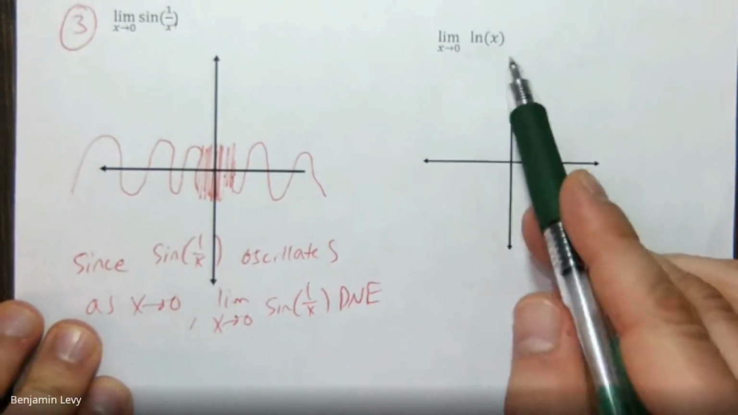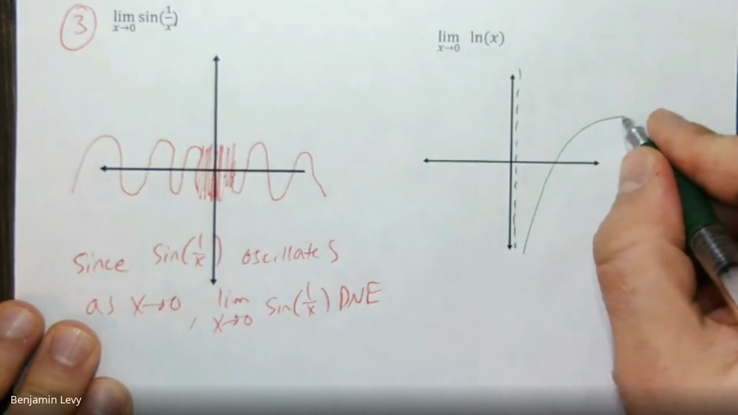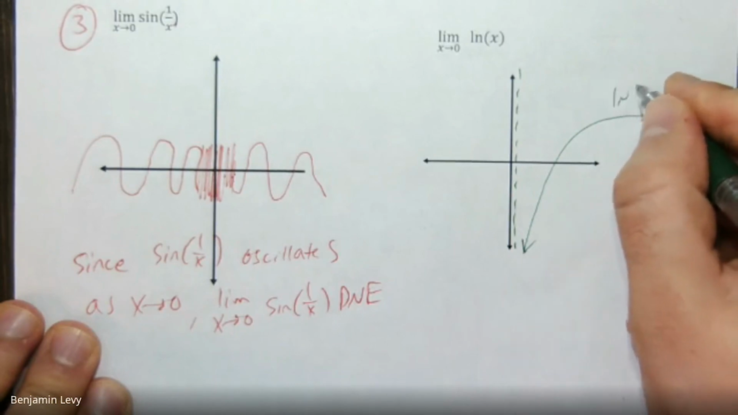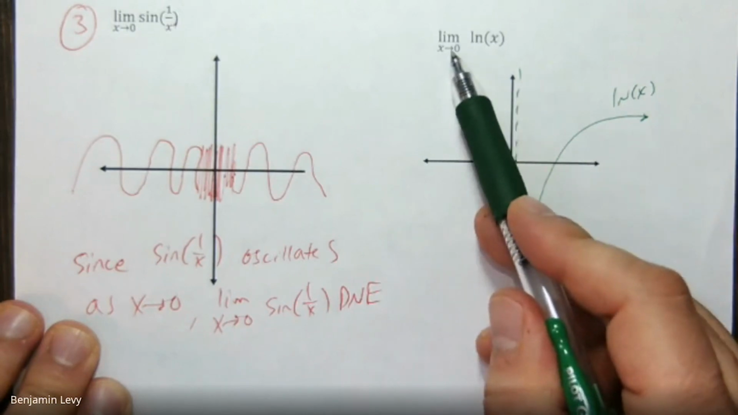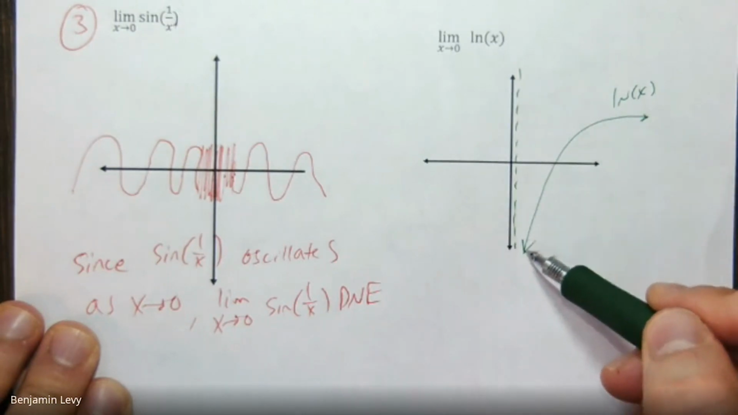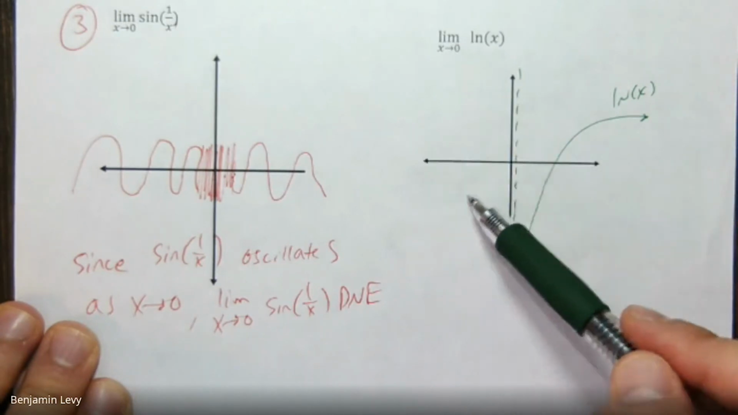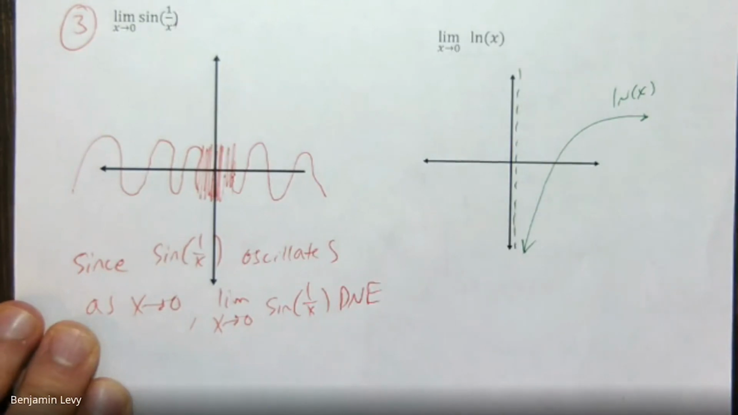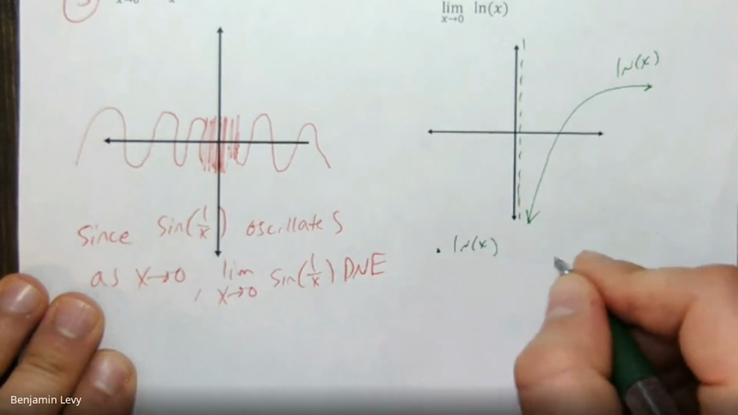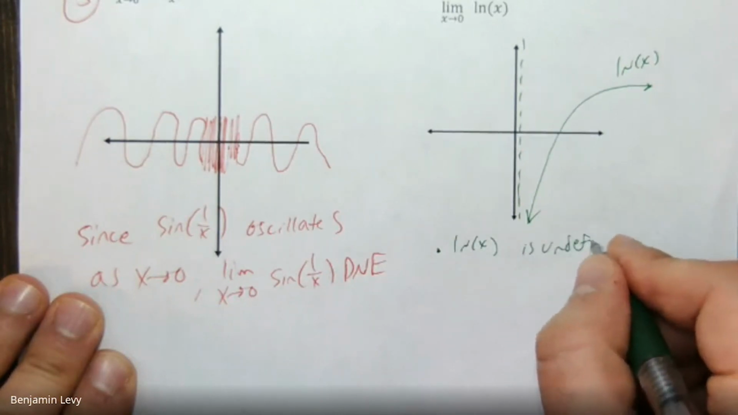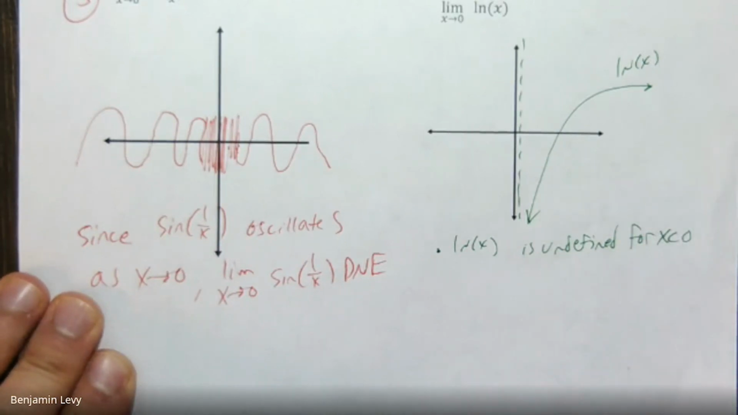The limit as x approaches 0 of ln, natural log. So if you remember, back to pre-calc, natural log looks like this. And if we approach 0 from the right, it goes down to negative infinity, so that violates number 2. And if we approach 0 from the left, there's not even any graph over here to walk along, right? And so what I'm trying to point out here is that natural log is undefined for negative numbers, right? You can't plug negative numbers into logs.